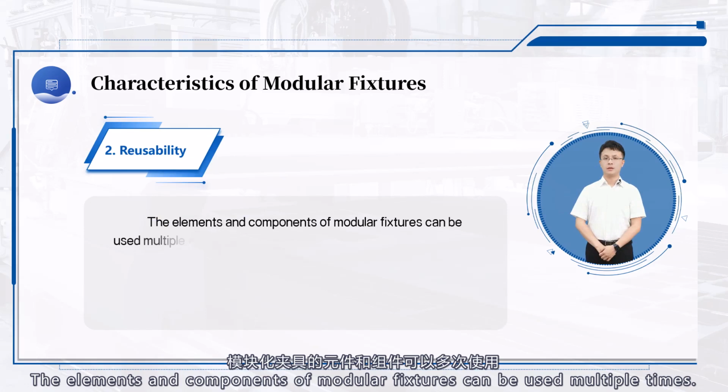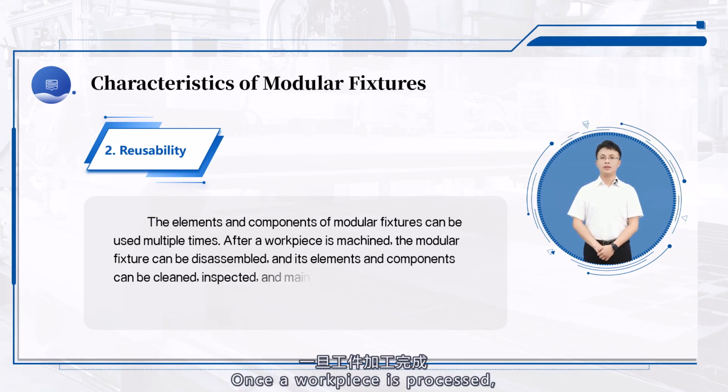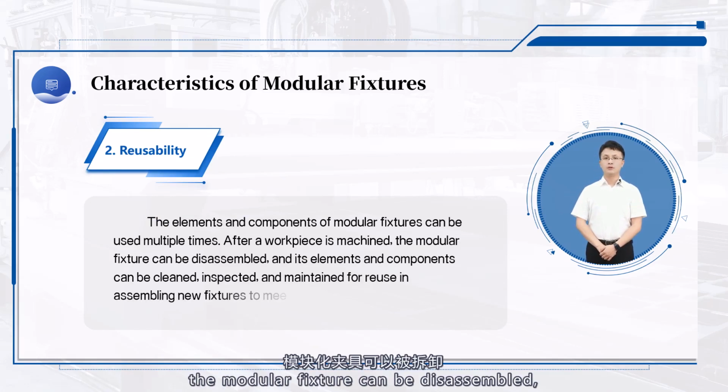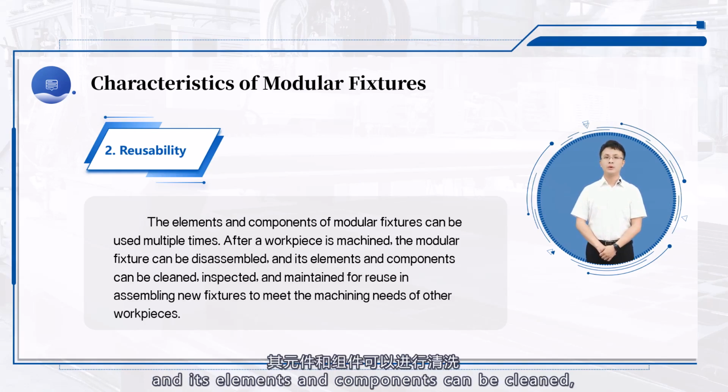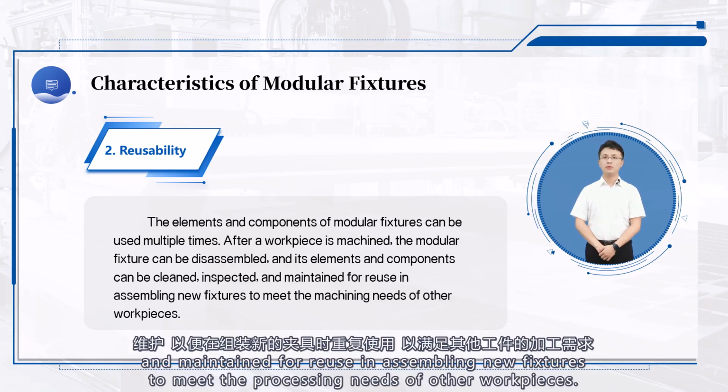2. Reusability. The elements and components of modular fixtures can be used multiple times. Once a workpiece is processed, the modular fixture can be disassembled, and its elements and components can be cleaned, inspected, and maintained for reuse in assembling new fixtures to meet the processing needs of other workpieces.